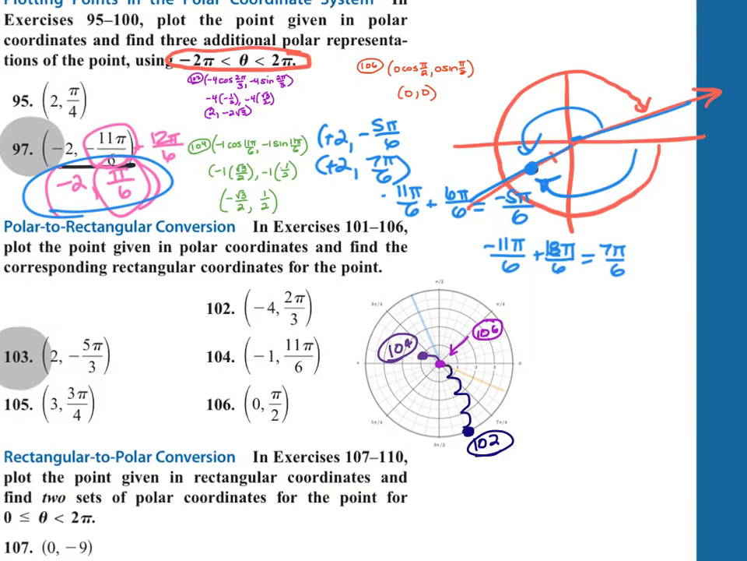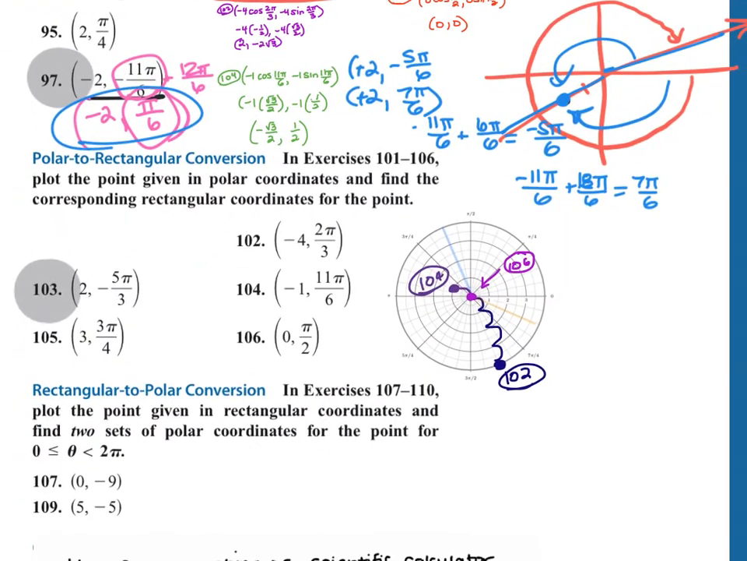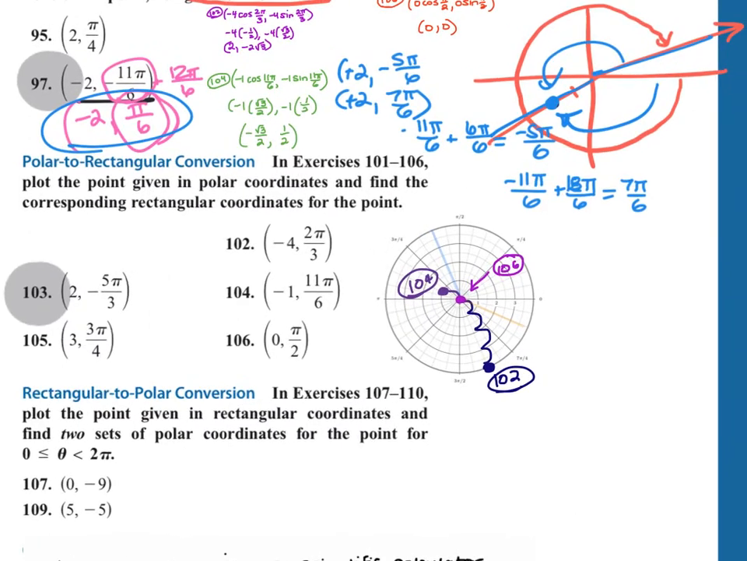All right. So then 103 says 2 and negative 5 pi over 3. Again, you're doing the graph first. So negative 5 pi over 3 goes past 1.5. It goes all the way around to where pi over 3 would, which is actually here. Pi over 3 would be here. And then you're going to 2. So you're going to your second ring, and there's your point. And then it said to find the rectangular coordinates for it.